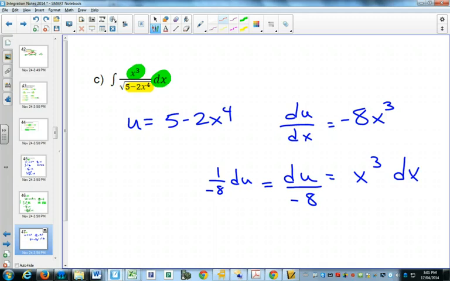So now when I rewrite my equation here, my integral, u is inside of a square root. I can write that as u to the minus a half. And now for the x cubed dx, which is in green, I can replace that with negative 1/8 du.